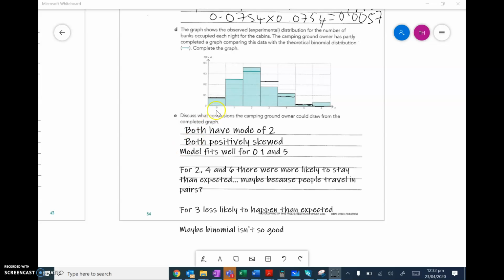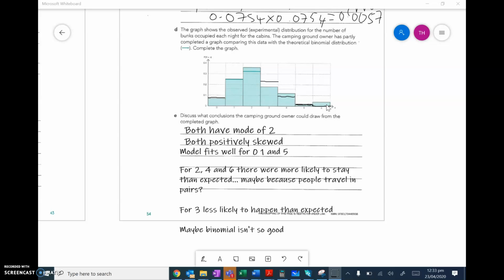So the model fits well for 0, 1 and 5. That's why I made such a point of saying it should be close, because my squiggly line made it not look close, but it does fit well for those 3. And then for 2, 4 and 6, the probability was meant to be just over 0.3, but he saw closer to 0.4 of the time there was 2. And the model was meant to be just below 0.1, but it was actually over. He saw more than he expected groups of 4, and he saw way more than he expected of groups of 6, according to the theoretical probability.